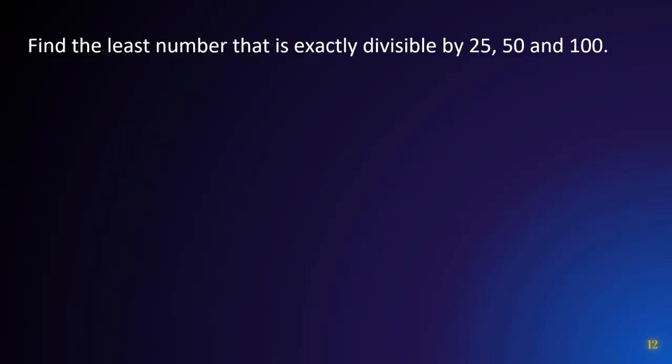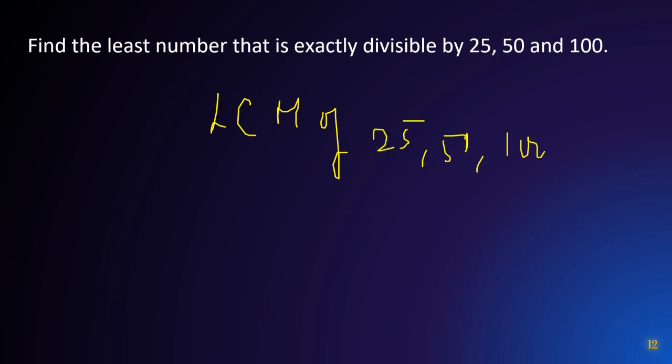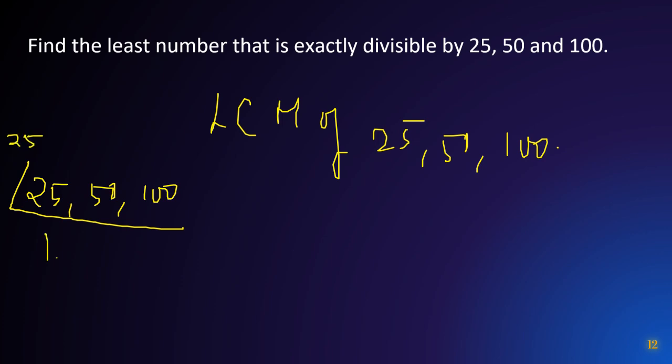Moving forward, the next question: find the least number that is exactly divisible by 25, 50 and 100. This is again nothing else but your LCM. The LCM of 25, 50 and 100. Let's try to find this. I'm going to take 25, 50 and 100 together, and let me just go for the multiplication. Rather than starting with 5, I can directly start with 25. So if I start with 25, this will be 1, this will be 2, and this will be 4.